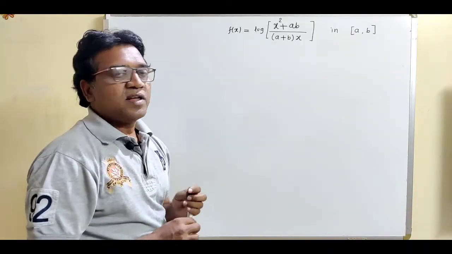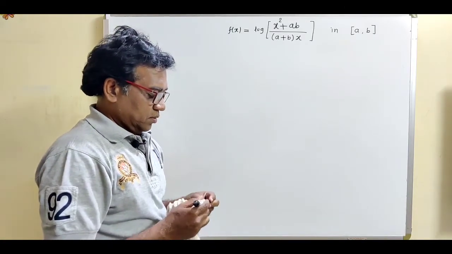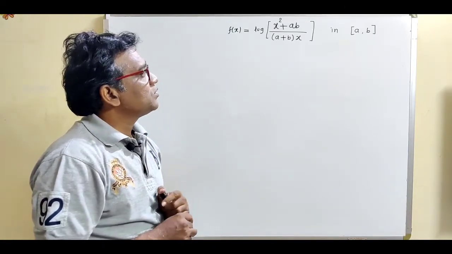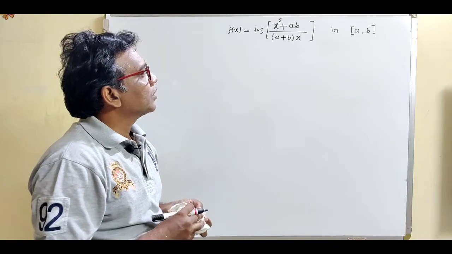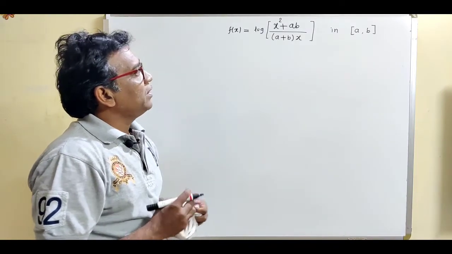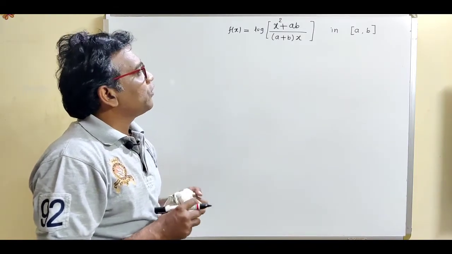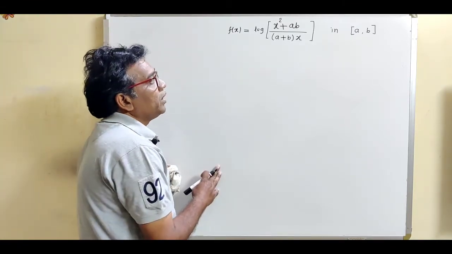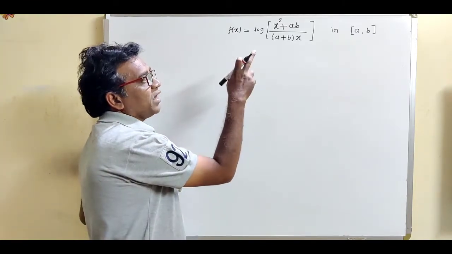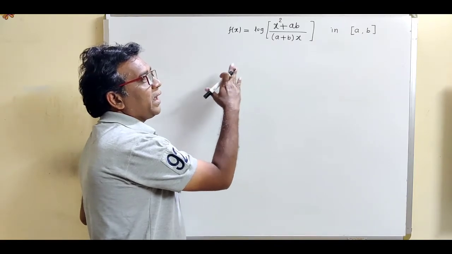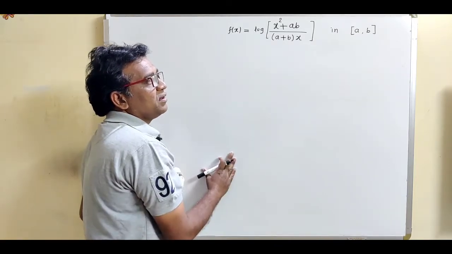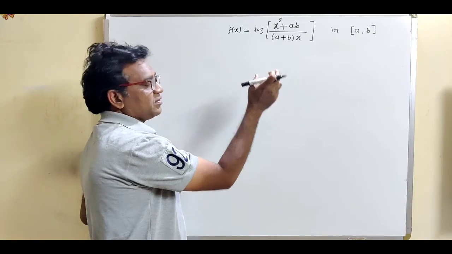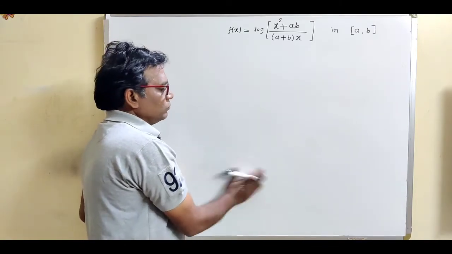Now let us take this second example on the basis of Rolle's theorem. See what is this example. Verify Rolle's theorem for the function f(x) equal to log of (x squared plus ab) divided by (a plus b) into x, and we are given the interval as the closed interval [a, b].